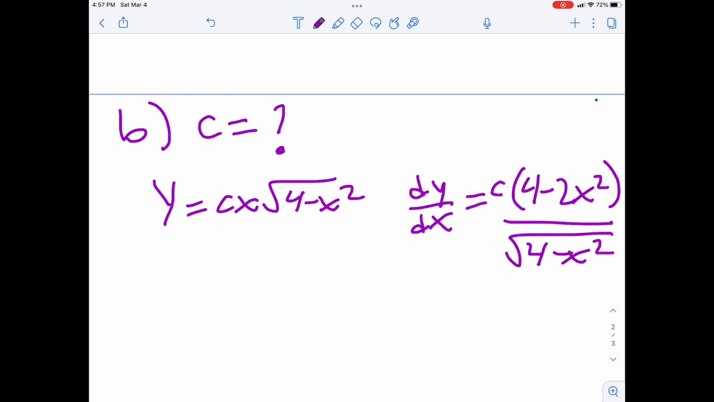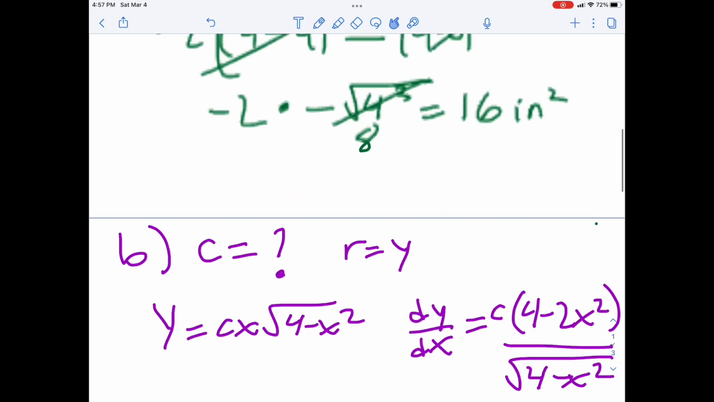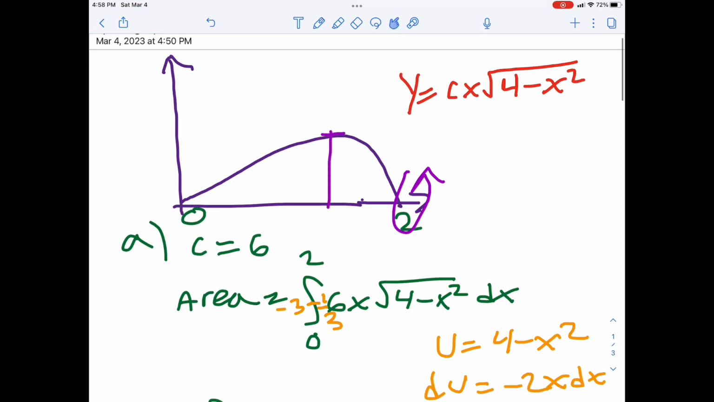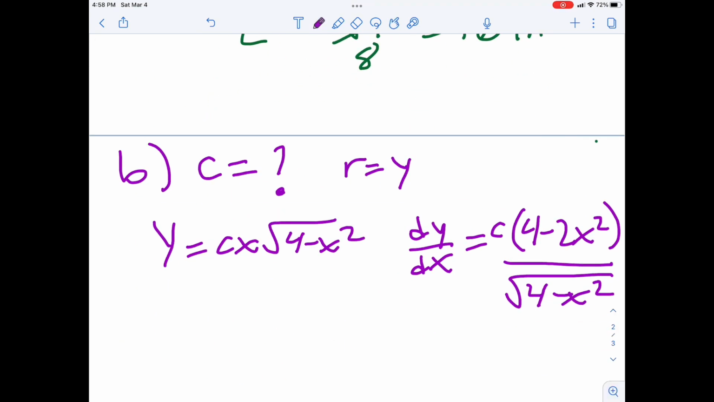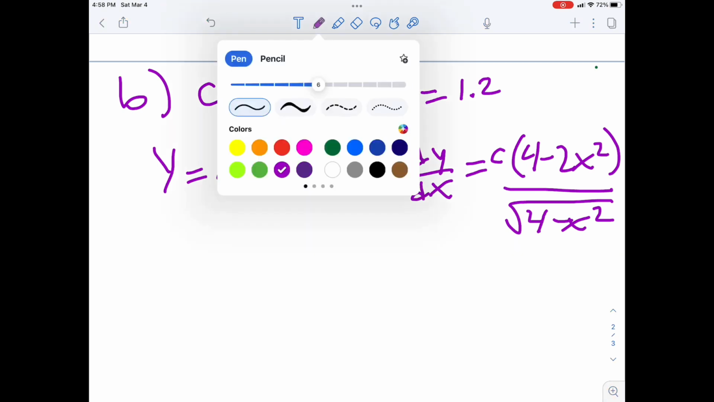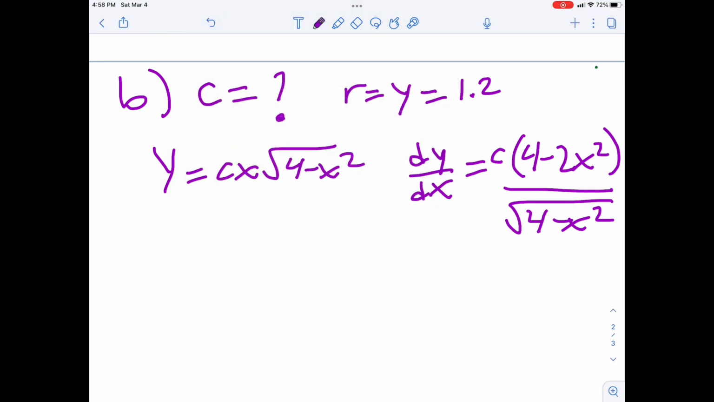And they also told us that our radius, which is just our y value, because if we look at this picture and think about this being spun around the x-axis, this is our radius, is equal to 1.2. But another important piece of information they're giving us is that this radius is the largest radius. So if something is the largest radius, that means it's the maximum. And this will help us assign a value to this derivative that they gave us.